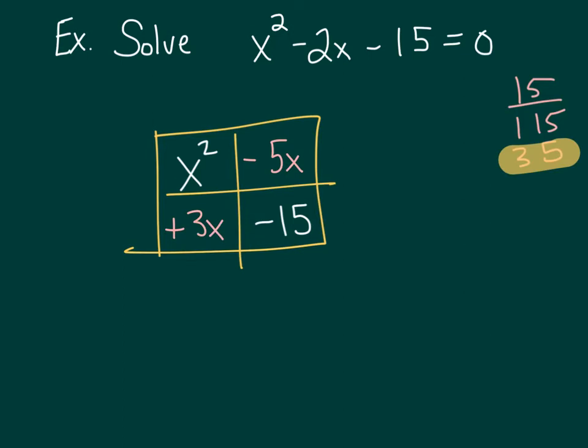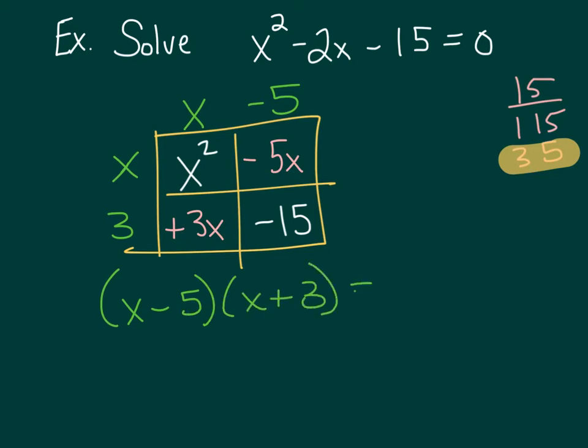Again, next step, I'm going to go ahead and factor out my greatest common factor. So between x squared and 3x, I get an x. Between a negative 5x and negative 15, I get a negative 5. Between x squared and negative 5x, I get an x. And between a 3x and a negative 15, I get a 3. So it factors to x minus 5, x plus 3.